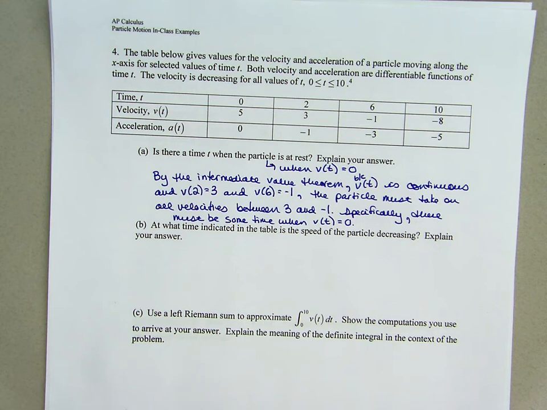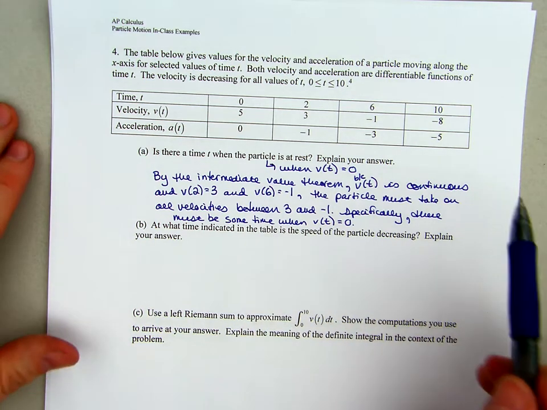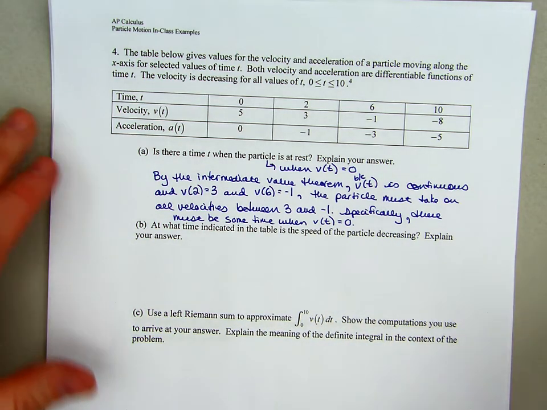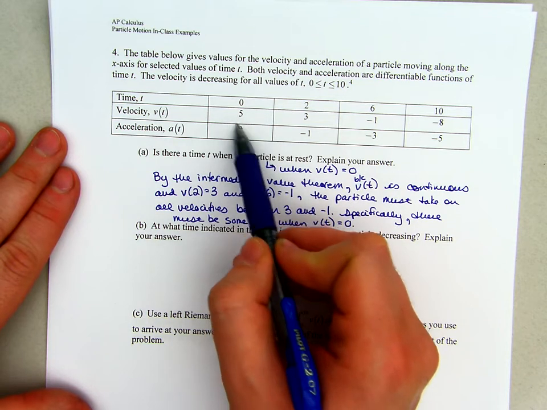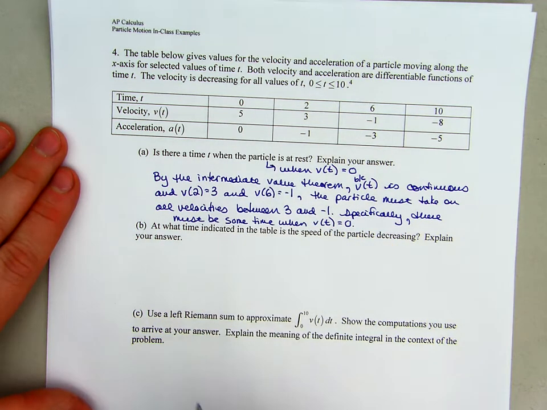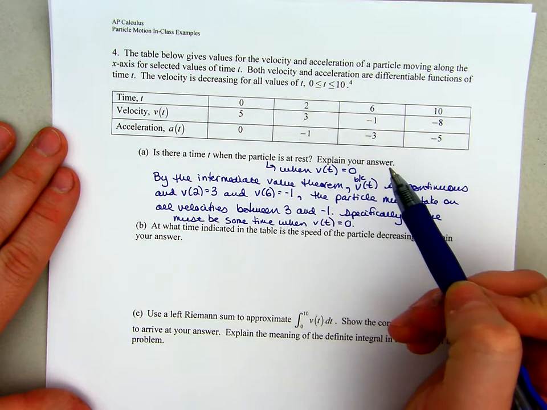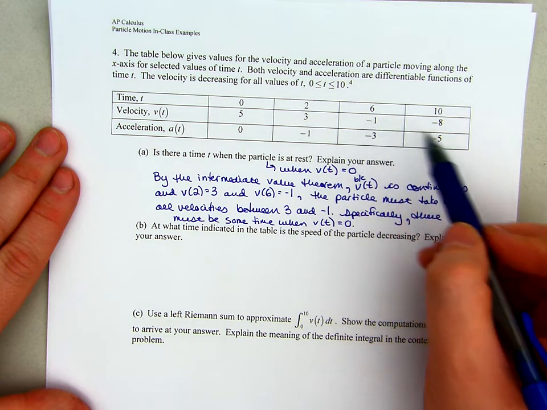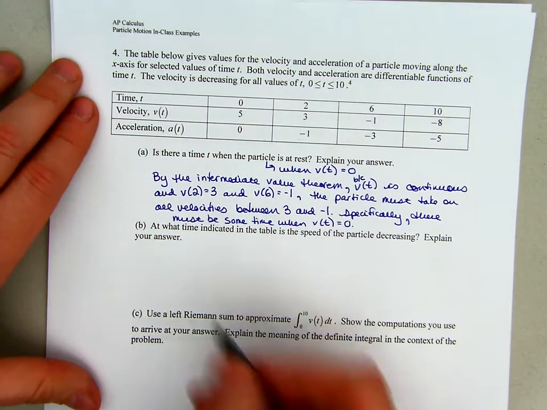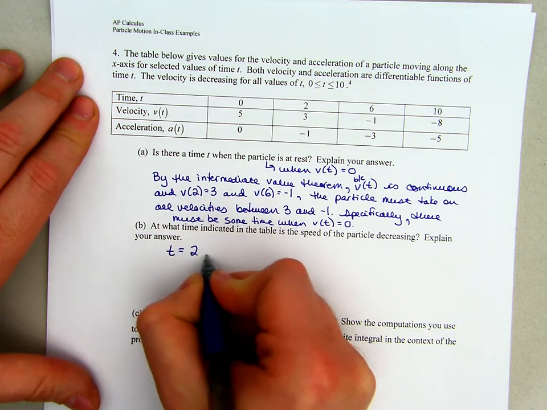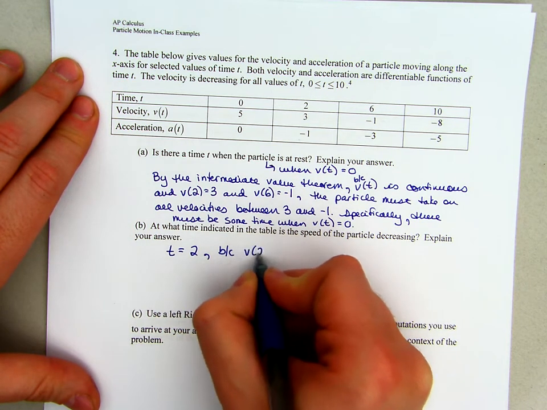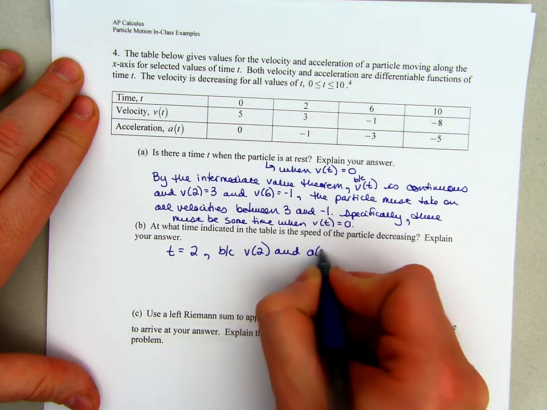Part B, when is the speed of the particle decreasing, or when is the particle slowing down? Well, remember that for that to happen, the velocity and acceleration need to have opposite signs. I only have 4 time values in my table, but that's all I'm going to look for here. At time 0, the velocity is positive, acceleration is 0, so that doesn't count. At time 2, this looks good. The velocity is positive, but the acceleration is negative. At time 6, they're both negative, so that's not going to work. And at time 10, they're both negative, so that's not going to work. I'm going to say at t equals 2, because the velocity at time 2 and the acceleration at time 2 have opposite signs.